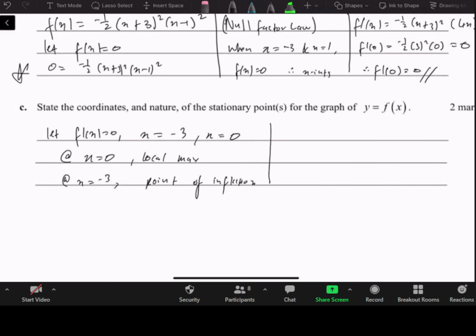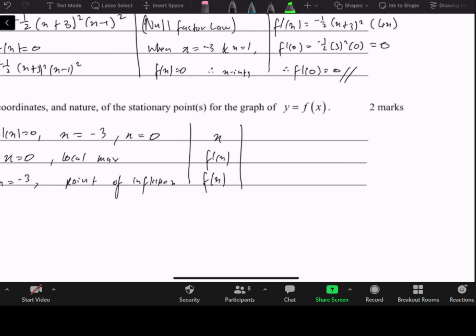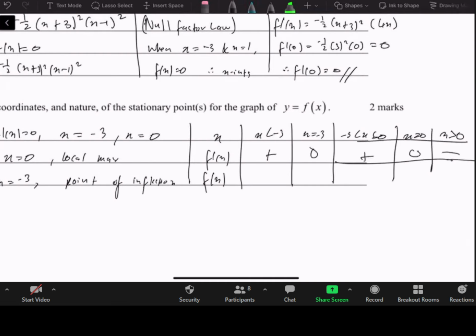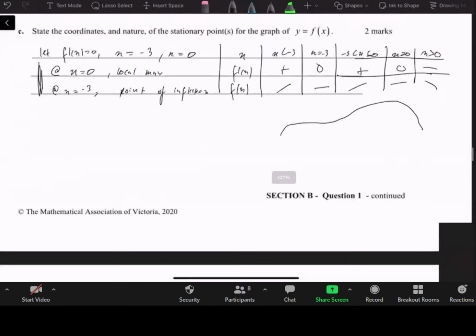But if you were worried that maybe you needed to do something else for the mark, then you would just do that table of values. So x is less than negative 3, x is negative 3, x is between 0 and negative 3, x is 0, and x is greater than 0. And if you filled out that table, you would get plus, 0, plus, 0, minus. So the graph would look like this, and then you can see that it just confirms these two, but now you have some working out in case you're worried about the marks.